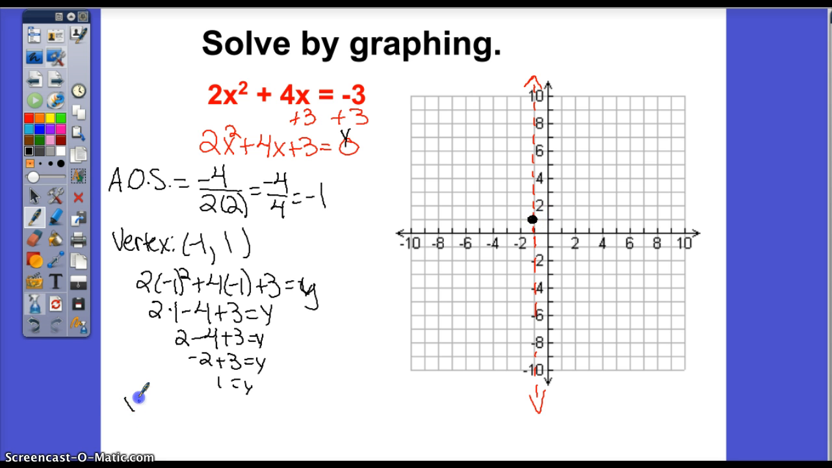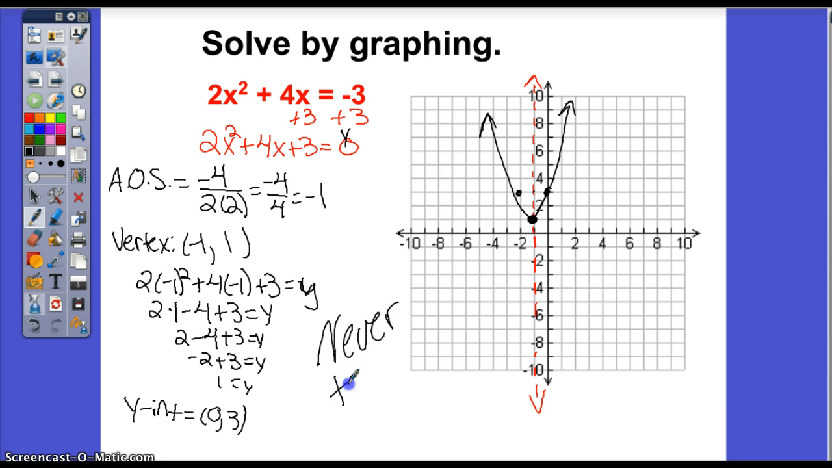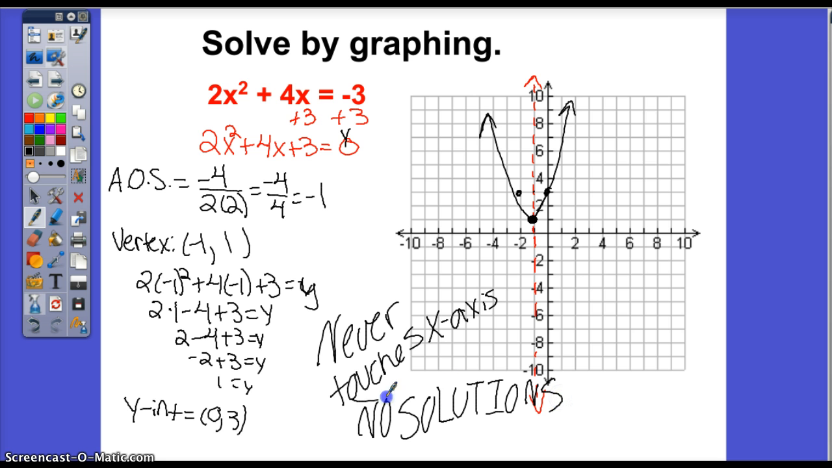Now let's do our y-intercept. Our y-intercept is just 0 comma 3. So remember, it's just your c. Oh, look, it's going up. For the case of this, does it ever touch the x-axis? No, it never touches the x-axis. So there are no solutions. So your answer is that there's none. So you can see there can be 2 zeros, 1 zero, or no zeros.